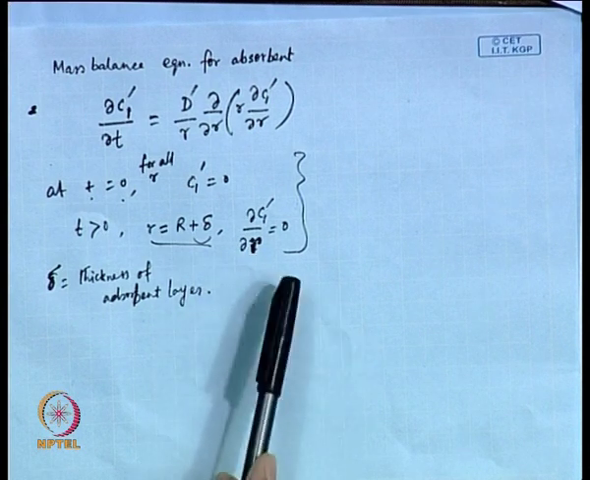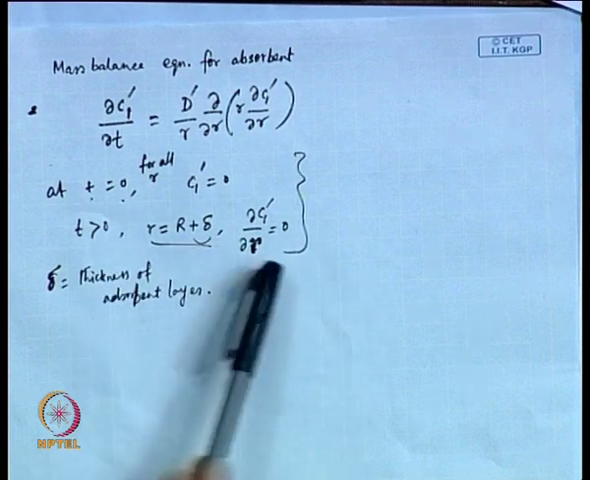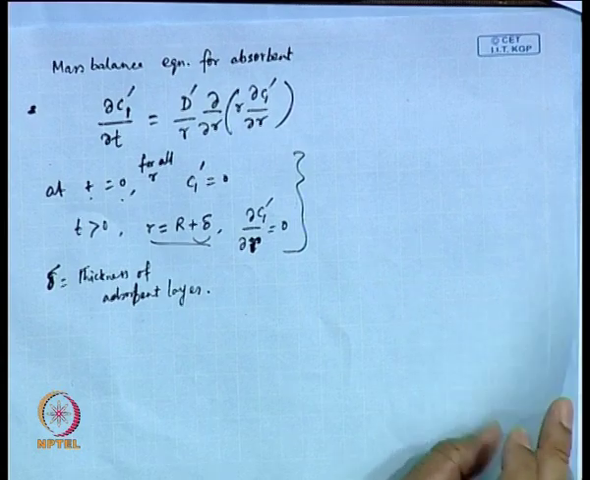The tube is impermeable. So, this is del C 1 prime by del R equal to 0. So, this is something which you are working with. Delta is the thickness of the adsorbent layer. So, these are primarily the governing equations and various boundary conditions that you can have.